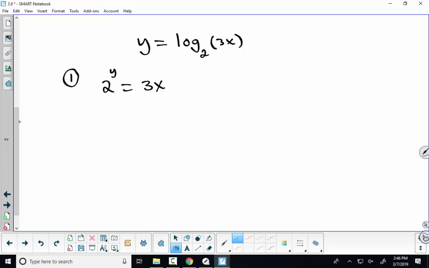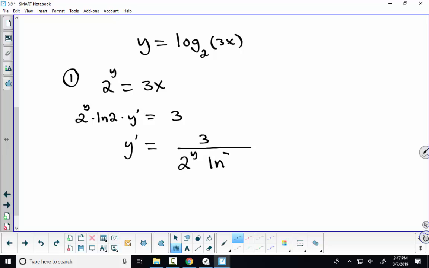Yeah, that's just another implicit differentiation problem. That's 2 to the y, ln 2 times y prime equals the derivative of 3x, which is 3. Solve for y prime. We have y prime equals 3 over 2 to the y, ln 2.